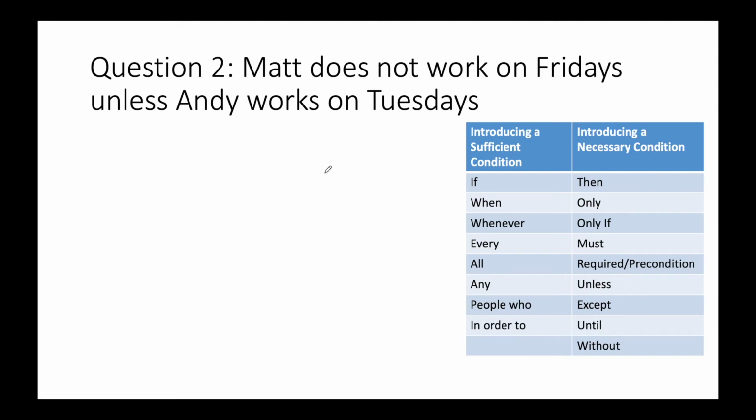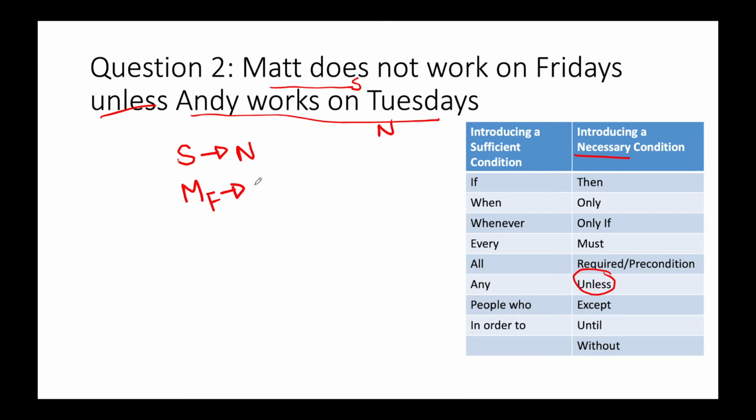Now let's go with the second question. Now moving on to the second question, we can see that we have the word unless. And if you look at our table, unless is part of a necessary condition. So we know this part is necessary, and the part before that is sufficient. Again, if we were to draw that in our diagram, it would be Matt does not work on Fridays unless Andy works on Tuesday. So if Matt is working on Fridays, it means that Andy works on Tuesdays.